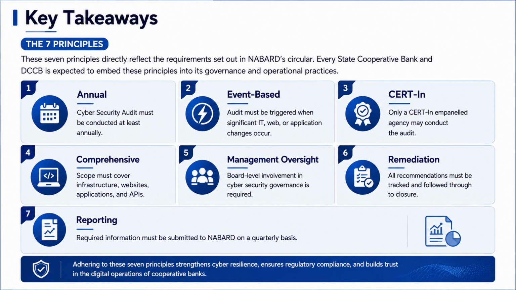Let us summarize the key principles from the December 2024 NABARD Circular. There are 7 principles that every state cooperative bank and DCCB should embed into its governance and operational practices. First, annual. The cybersecurity audit must be conducted at least annually. Second, event-based. An audit must also be triggered when significant IT, web, or application changes occur. Third, Cert-In. The audit must be conducted by a Cert-In impaneled agency. Fourth, comprehensive. The scope must cover infrastructure, websites, applications, and APIs.